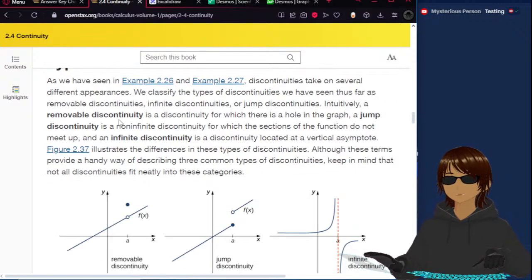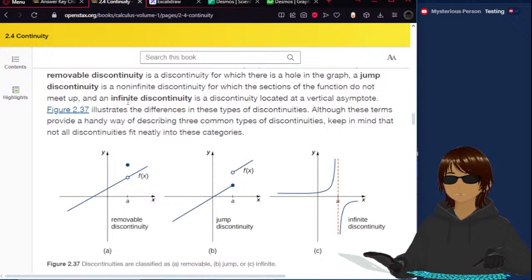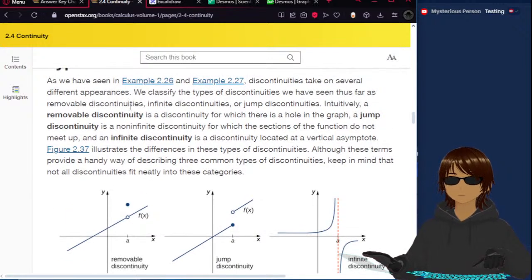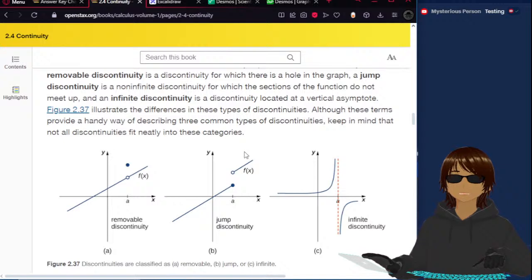Types of discontinuities. A removable discontinuity is a discontinuity for which there is a hole in the graph. A jump discontinuity is a non-infinite discontinuity for which there is a section of a function that do not meet up. So this would be a jump discontinuity. And an infinite discontinuity is a discontinuity located at a vertical asymptote.